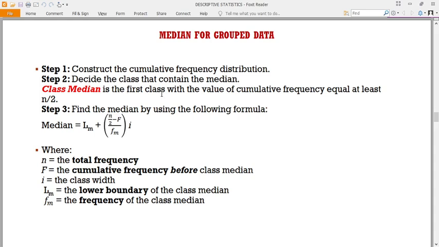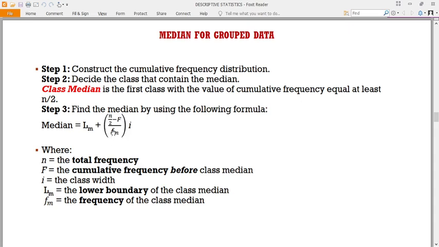So that will be our median class. Then find the median by using this formula. So this is the lower class boundary of the median class, where we have n over 2. Remember, n is the total frequency. Then our f is the cumulative frequency before the median class.